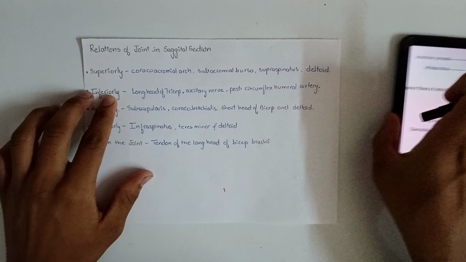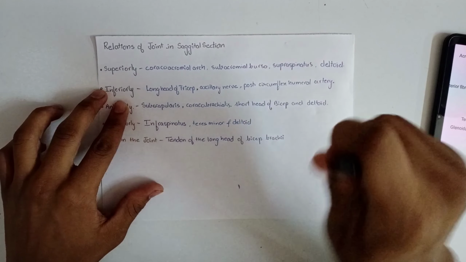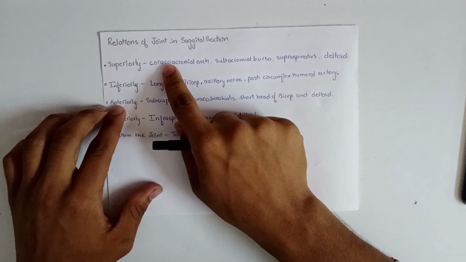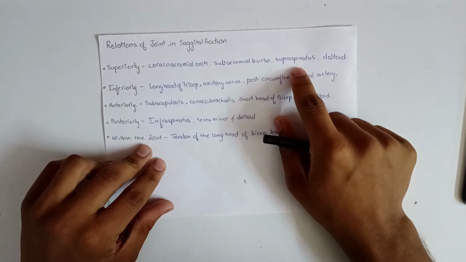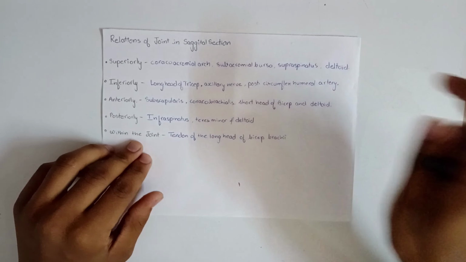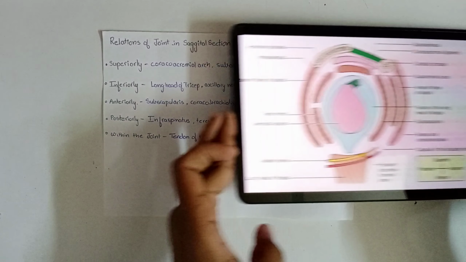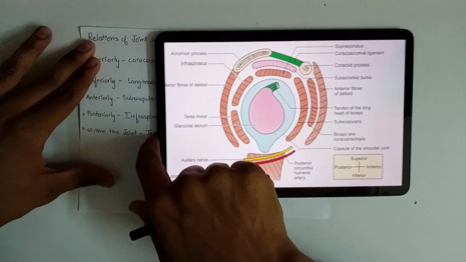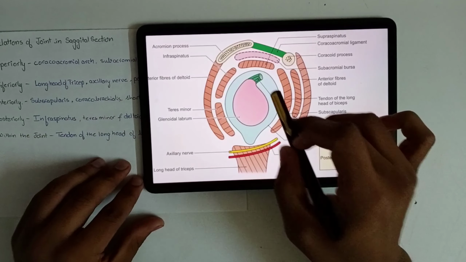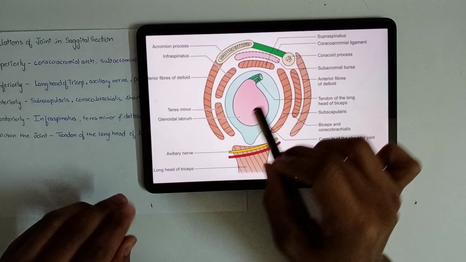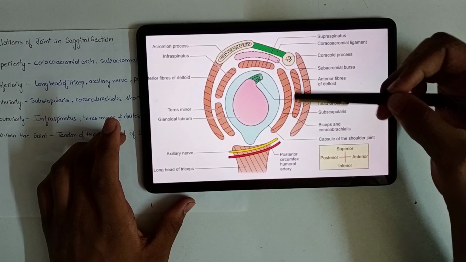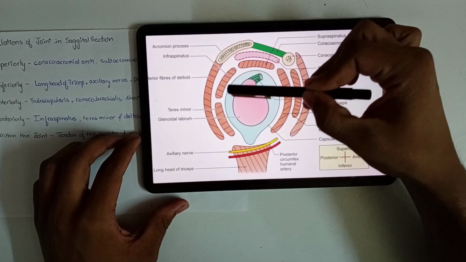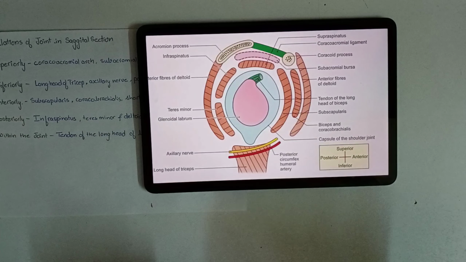So firstly, superior. Superiorly there is present the coracoacromial arch, subacromial bursa, supraspinatus muscle and deltoid muscle. This was the main center, shoulder joint, glenoid cavity and capsule of shoulder joint, depicted in blue color.